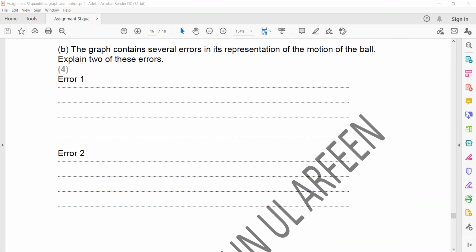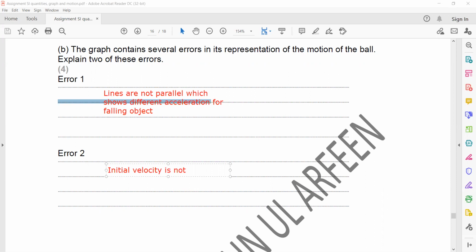So the lines are not parallel, we can mention that, which shows different acceleration for a falling object, and the initial velocity is not zero. That is the second error.